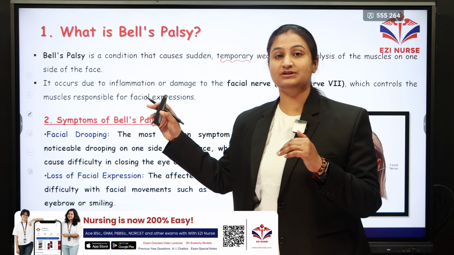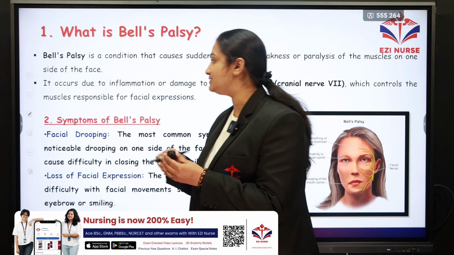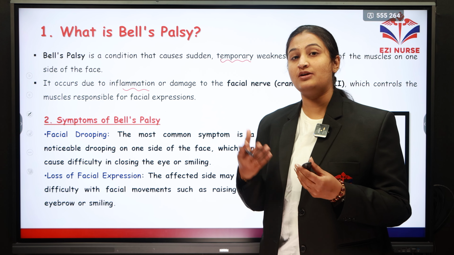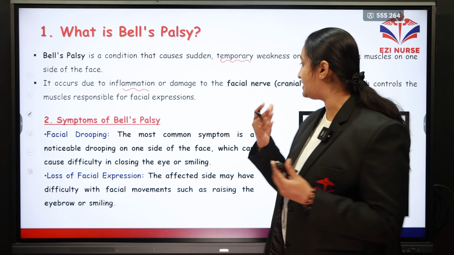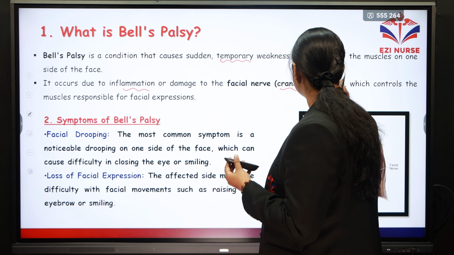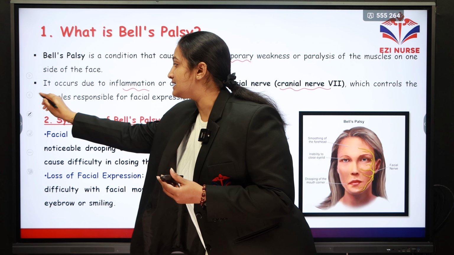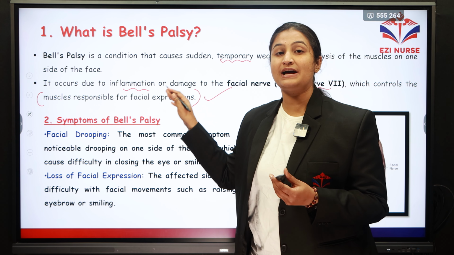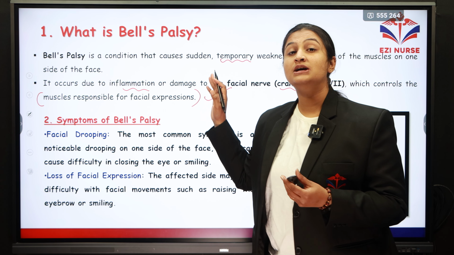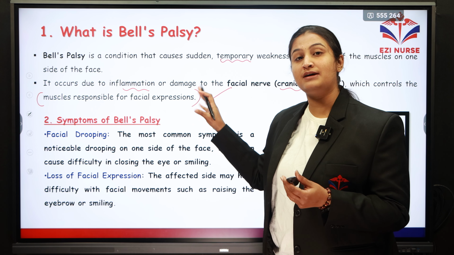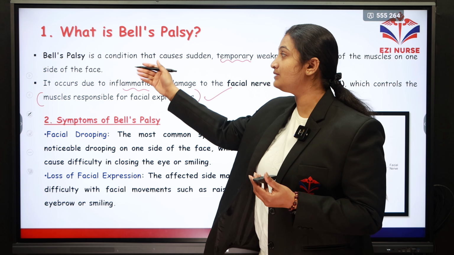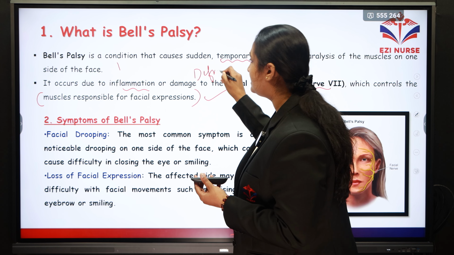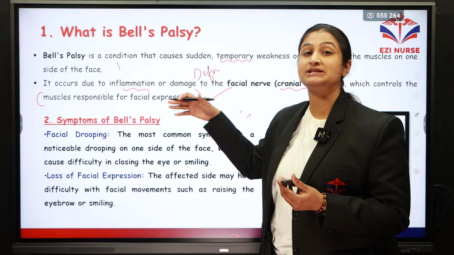And why is it occurring? How is it occurring? It is occurring due to the inflammation or damage of the facial nerve, which is there on the surface of your face. That is cranial nerve 7, which controls the muscles responsible for facial expression. So just write this short note about Bell's palsy when your question is asked for 5 marks or 10 marks. If it is for 2 marks, you can write the definition and the cause, which is inflammation.